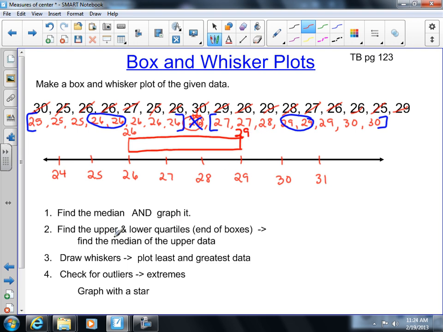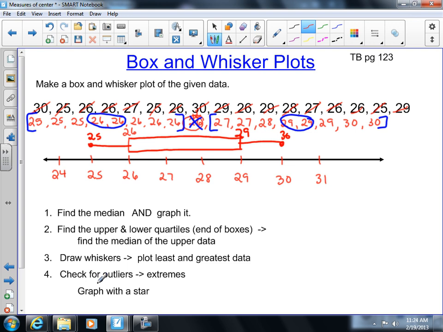Now we look at our whiskers. Now, guys, these are called the first quartile, this is the second quartile, and this is the third quartile. They call it the lower and upper as well. Let's look at your whiskers. My lowest number is a 25, and label it. And my highest number is a 30. Sometimes they call those the upper and lower extremes.